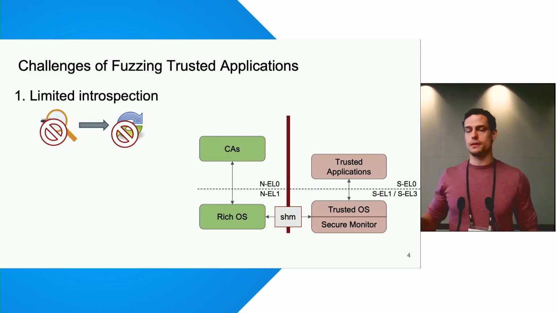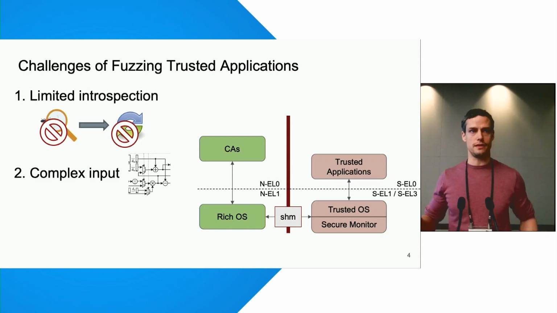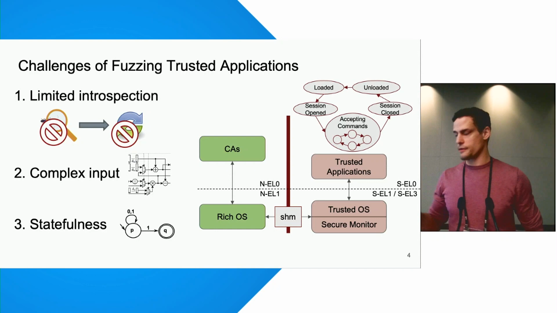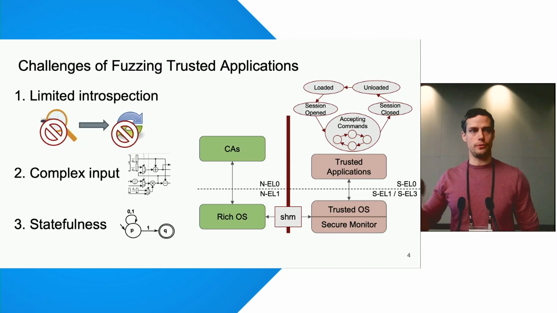Then secondly, data is usually shared in huge chunks of memory blocks in shared memory, and the data in there is pretty complex. So just arbitrarily mutating the input for fuzzing will lead to exploring an input space that is way too large. And thirdly, these trusted applications are stateful, and if we don't really account for the state transitions in trusted applications, we will not reach meaningful code.